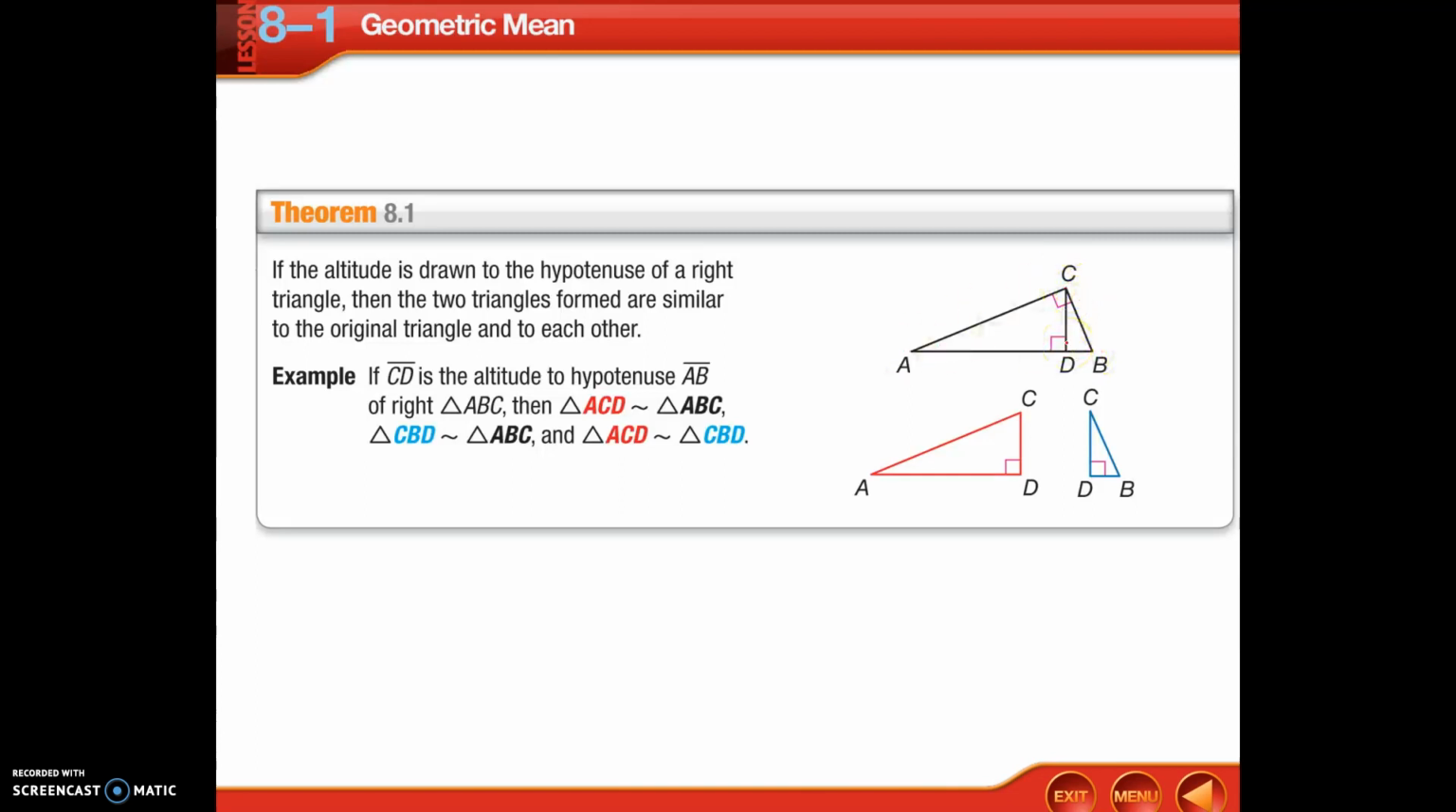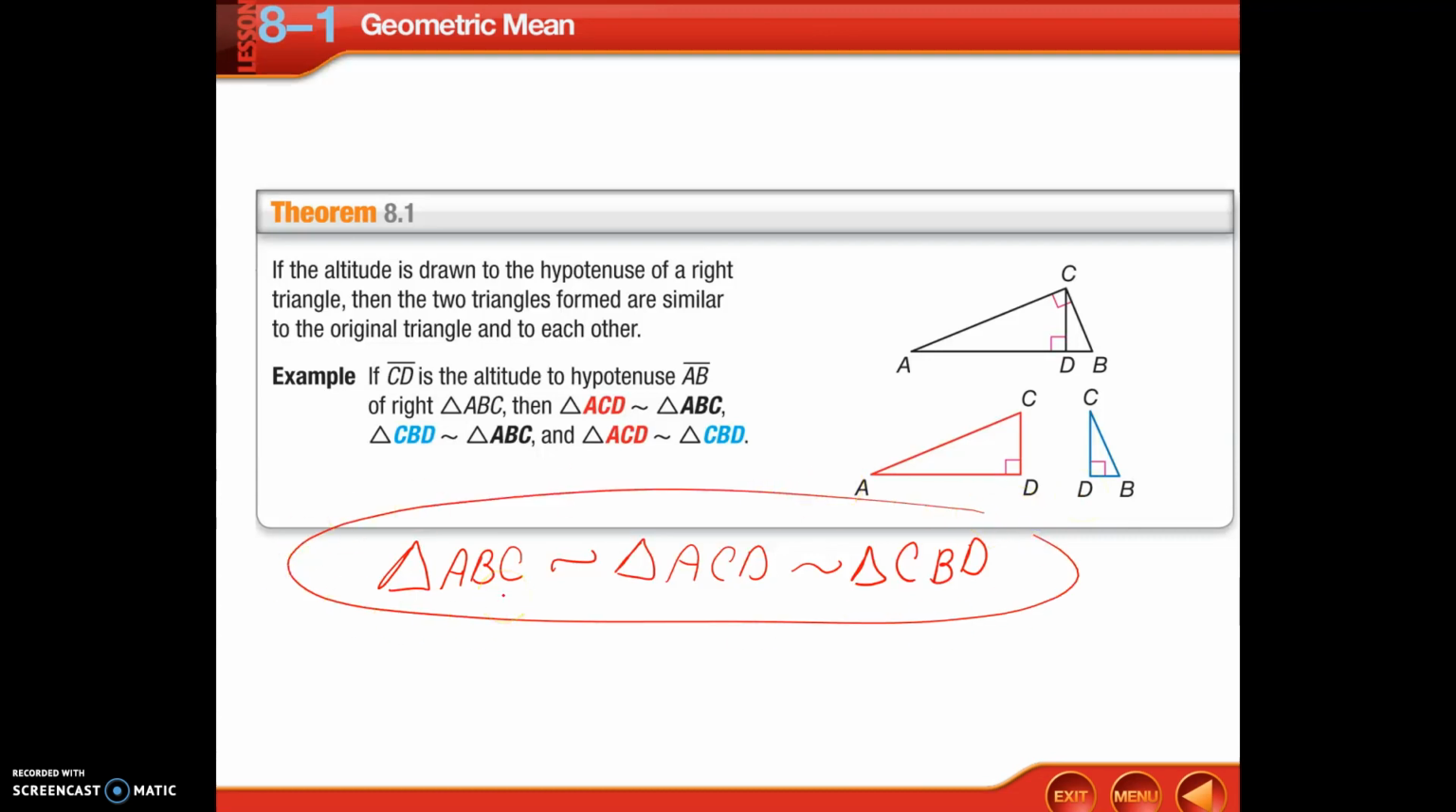So we see that my original triangle ABC, going across the hypotenuse and up the short leg, would be similar to triangle ACD. Again, across the hypotenuse and down and across the short leg, and that is similar to triangle CBD, across and up the short leg. So those are all similar. They're all the same letters, but they're all arranged differently. So we can then know that the sides are all proportional.